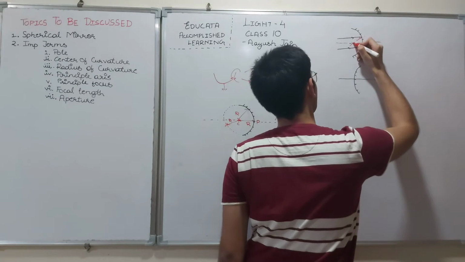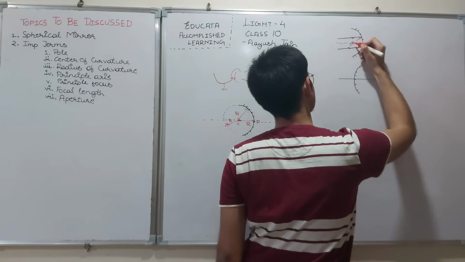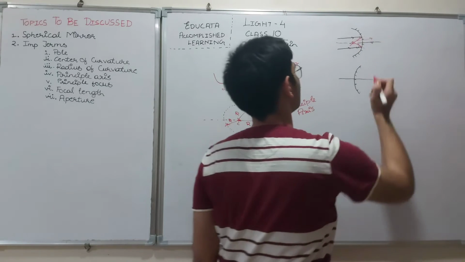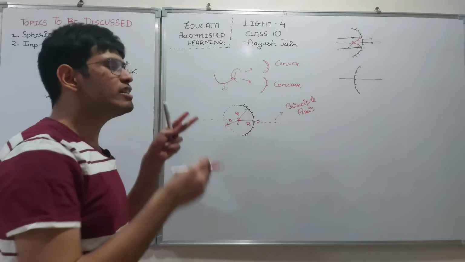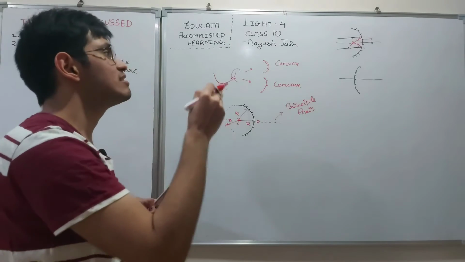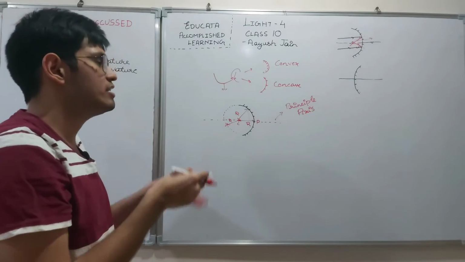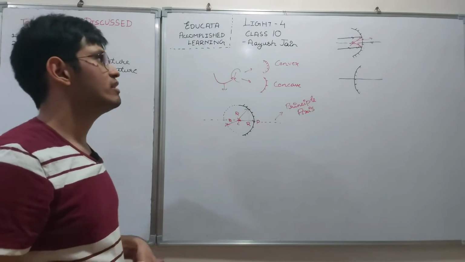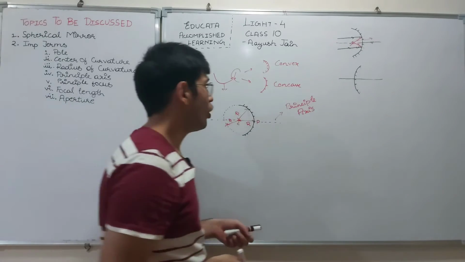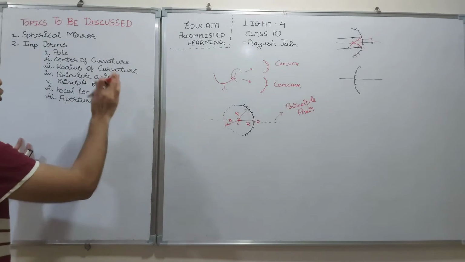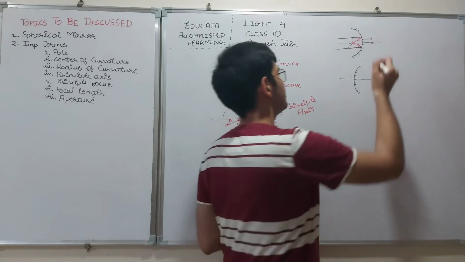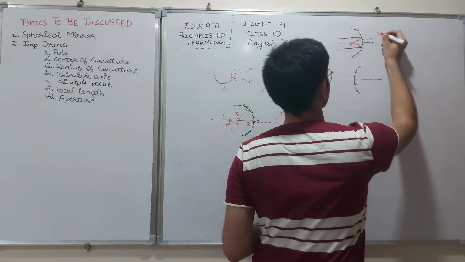Means both the reflected rays will meet at a particular point after the ray of light passes parallel to the principal axis. This particular point where they meet is known as what? This particular point is known as the principal focus. Okay, this is the principal focus.